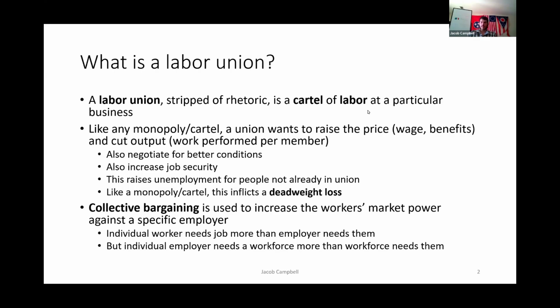Okay, so what is a labor union? Well, I kind of already brought this up in the competition lecture. A labor union, when you strip it of all the emotions and rhetoric that surrounds it, is nothing more than a cartel of labor at a particular workplace or in a particular industry.